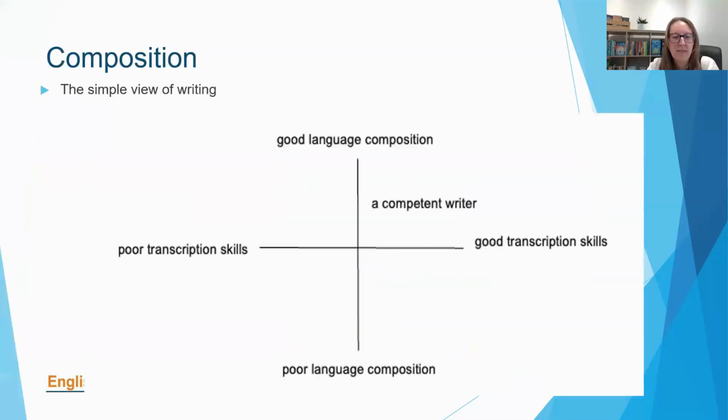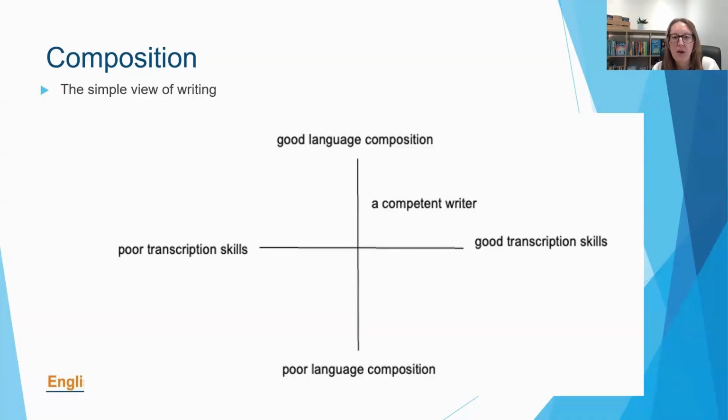Let's crack on. If you've been on previous webinars, you'll have seen the simple view of reading that described reading as the product of decoding and language comprehension, and we've similarly got the simple view of writing, where writing is described as the product of transcription skills, so things like spelling and handwriting, and composition, using the vocabulary, grammar, and punctuation, that's sometimes referred to as text generation. And we've got that simply summarised in the simple view of writing diagram that you can see on the screen.